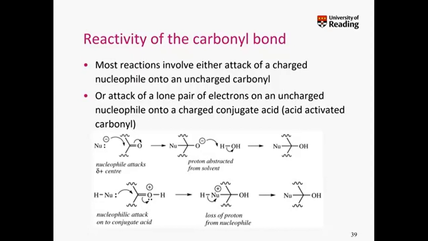So up till now, that's been fairly straightforward. Unfortunately, we've now got to look at nitrogen. And nitrogen just likes to throw a little bit of complications into that system. So what happens when we use nitrogen as our nucleophile?